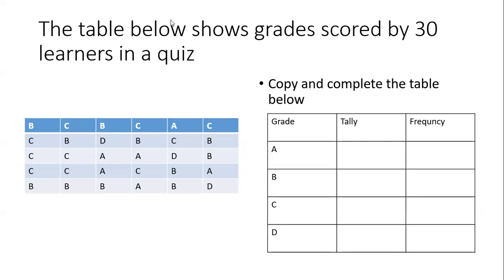For A, I have 6. B, I have 11. C, I have 10. D, I have 3. Members, do we have the same? You can tell us in the chat whether you have the same. Yes. If you have the same, then that is very okay.